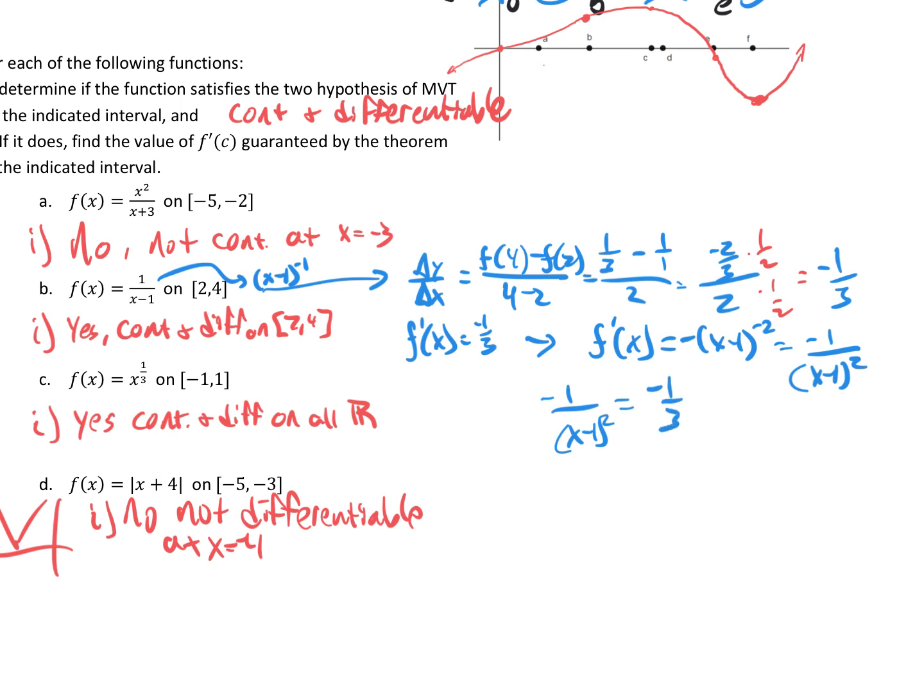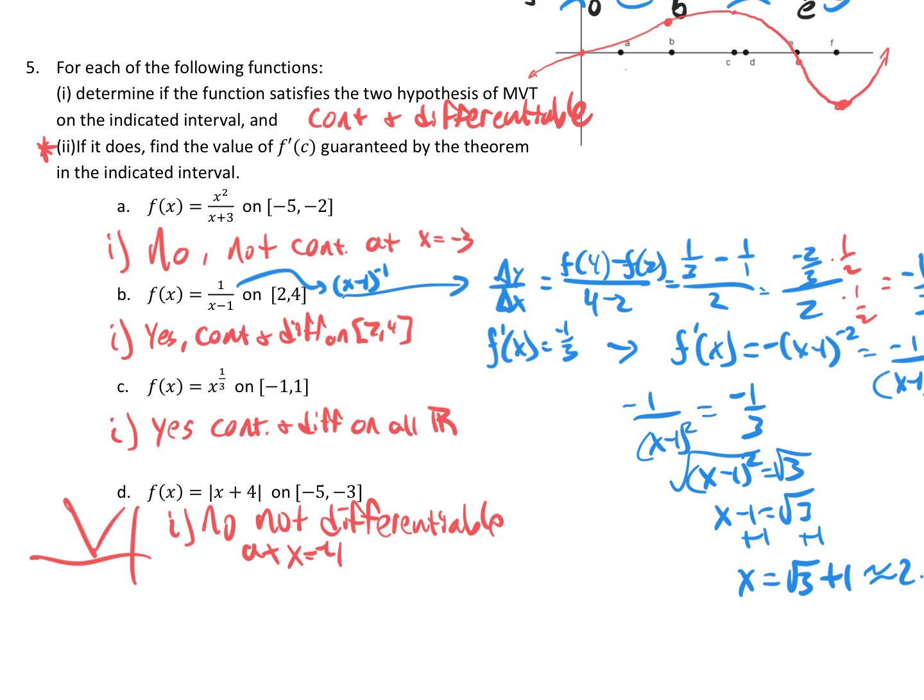Oh, look at that. The bottoms have to be equal, so x minus 1 squared equals 3, so we take the square root. And we get x minus 1 equals the square root of 3. And if we add 1, we get x equals the square root of 3 plus 1, which is about 1.7 plus 1, which is about 2.7. So the value we're looking for here that makes this true is c equals the square root of 3 plus 1. And that answers the second question.